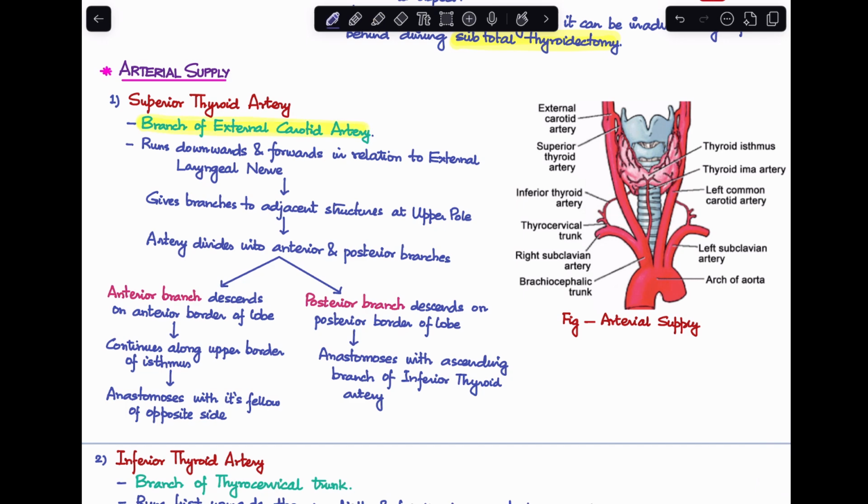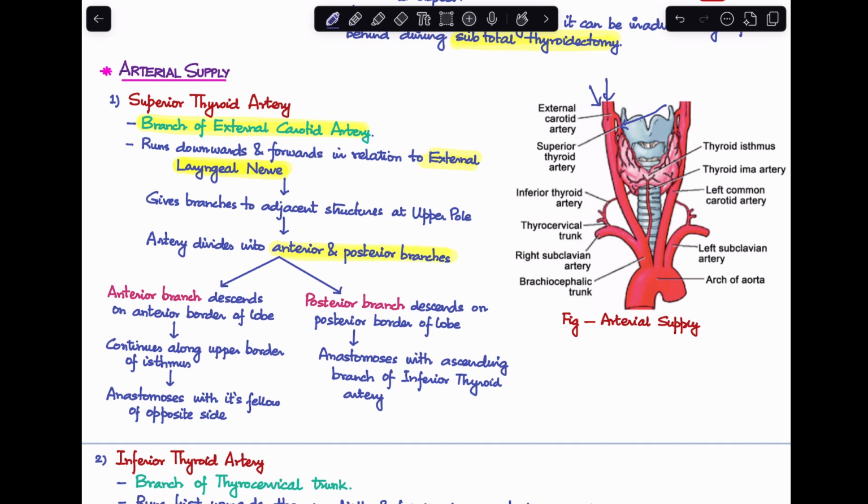You can see in the image over here, this is the external carotid artery, and that gives rise to superior thyroid artery. And this superior thyroid artery runs downwards and forwards in relation to the external laryngeal nerve. And we have already spoken about this relation in terms of the apex of the thyroid gland. And this gives off a branch to the adjacent structures at the upper pole. And then it divides into anterior and posterior branches. Now, the anterior branch, what it does is it descends on the anterior border of the lobe.